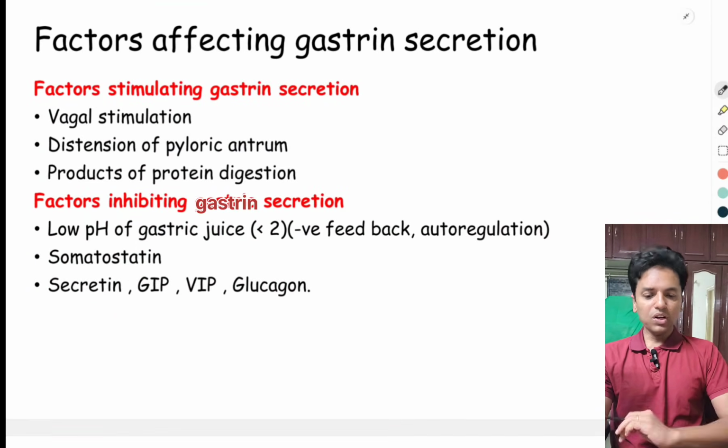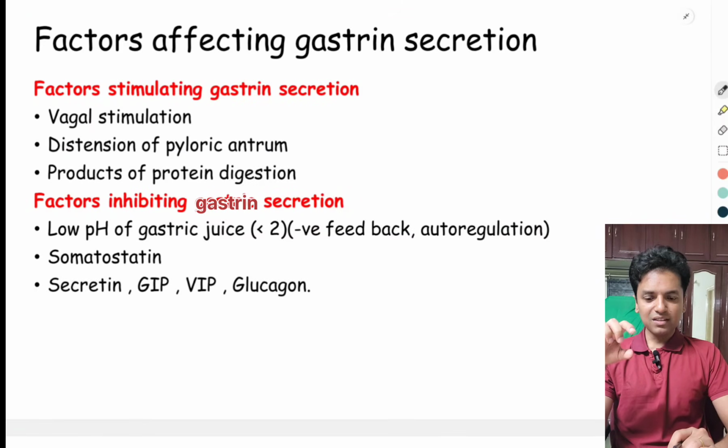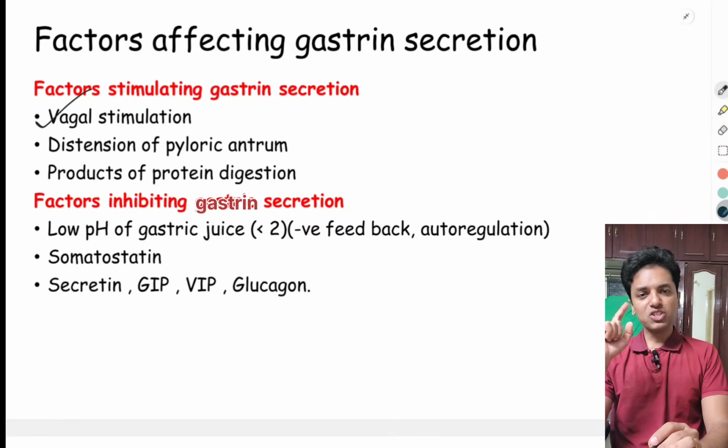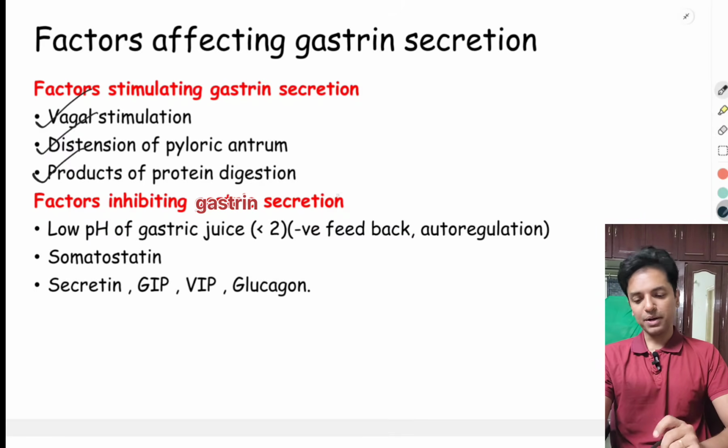So what are the factors which affect this gastrin secretion? There could be factors which stimulate the gastrin secretion. There could also be factors which are going to inhibit the gastrin secretion. So the factors which stimulate the gastrin secretion, no prizes for guessing: vagal stimulation, distension of the pyloric antrum, and when products of protein digestion are present in the stomach.